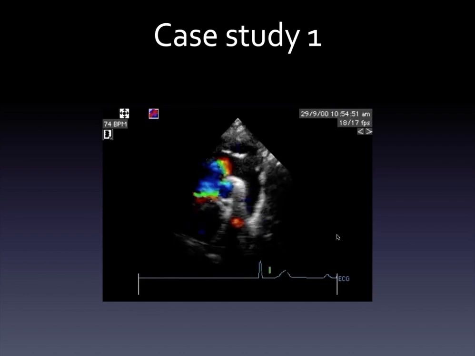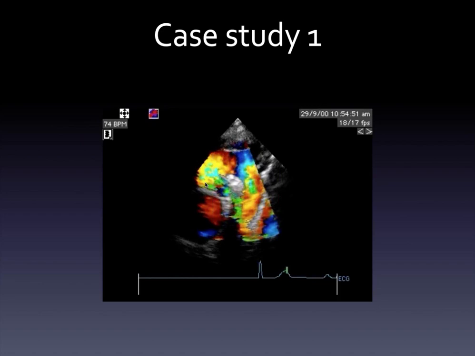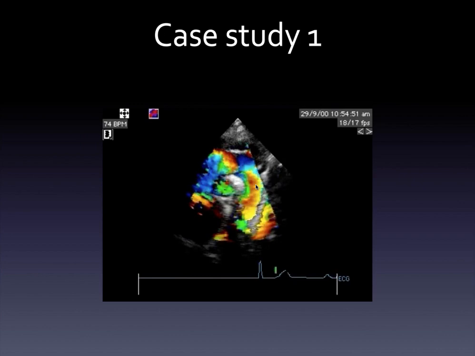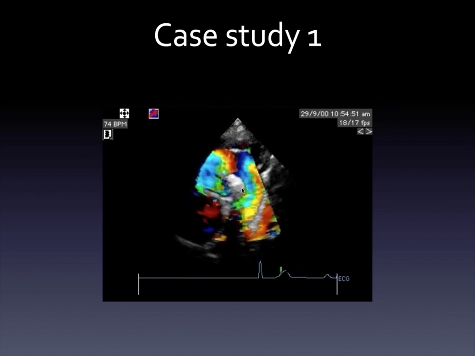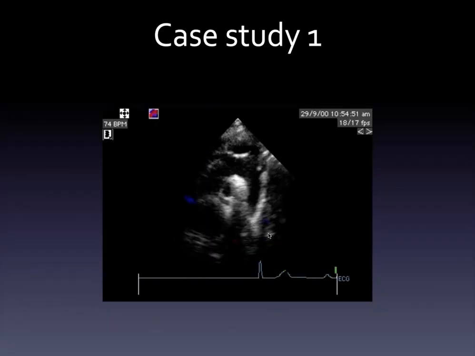So I'll just identify the structure for you because I have the cursor. So this is the ascending aorta, aortic arch. I think that's just the venous structure around the aortic arch. That's the descending aorta. That's the pulmonary artery that is crossing over.